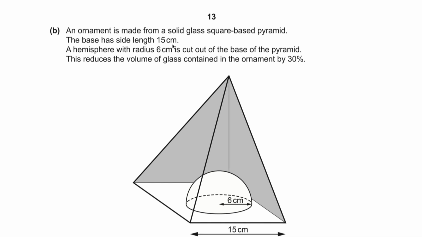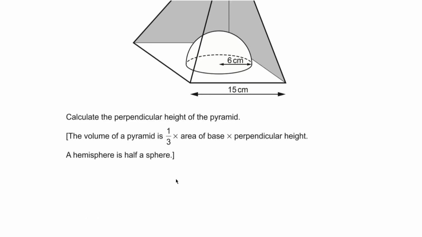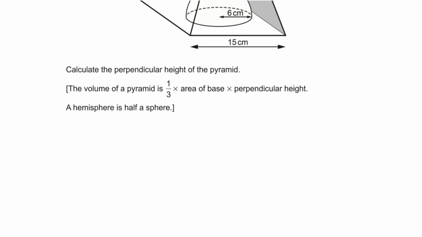Part B. An ornament is made from a solid glass square base pyramid. The base has side length 15 cm. A hemisphere with radius 6 cm is cut out of the base of the pyramid. This reduces the volume of glass contained in the ornament by 30%. And what we have to do is calculate the perpendicular height of the pyramid. The volume of a pyramid is given by a third times the area of the base times the perpendicular height.